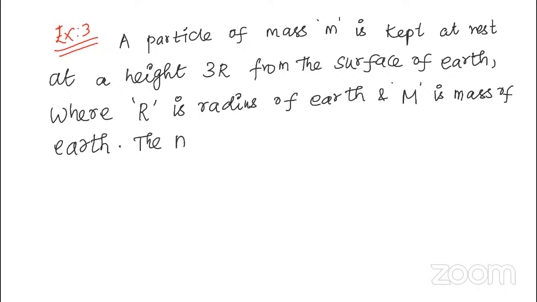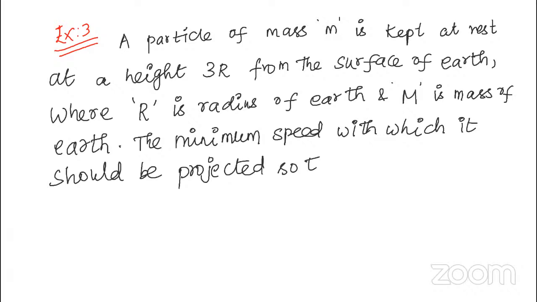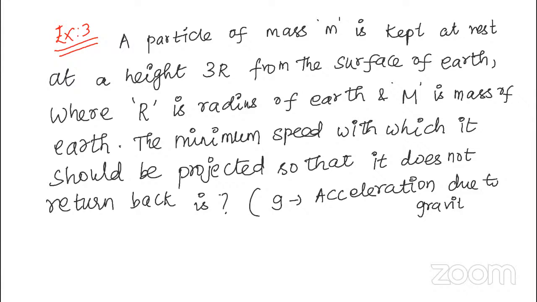The minimum speed with which it should be projected so that it does not return back. So here they are given the value g, which is nothing but acceleration due to gravity. So this is the problem, and they are given 4 options.